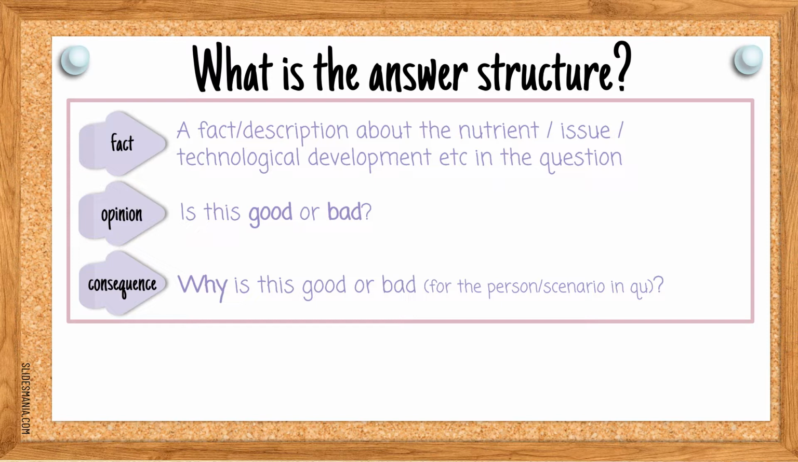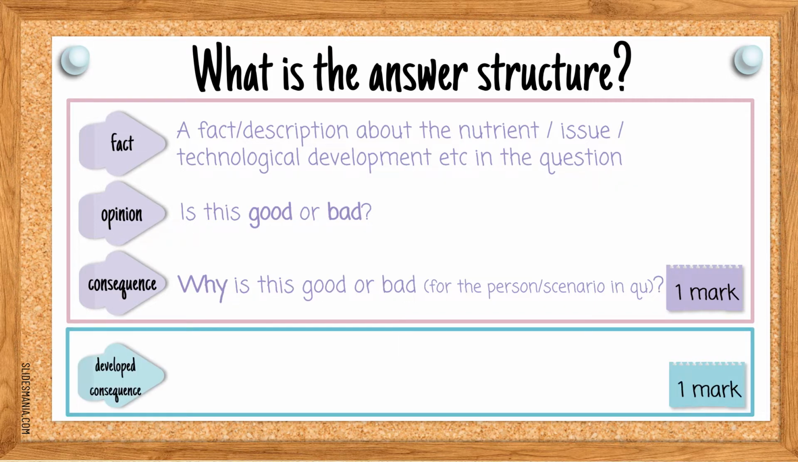So for instance, why would Cookchill products be suitable for a single person? Why would fair trade ingredients be suitable for a school canteen? So you do want to be specific and highlight the keywords in your questions. You know that you're being specific and you're linking it back to that person or that scenario in the question. You can then go on, and that's how you'd get 1 mark. So you need a fact, an opinion, and a consequence to get 1 mark.